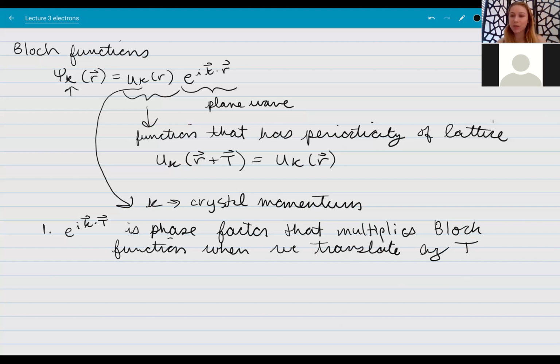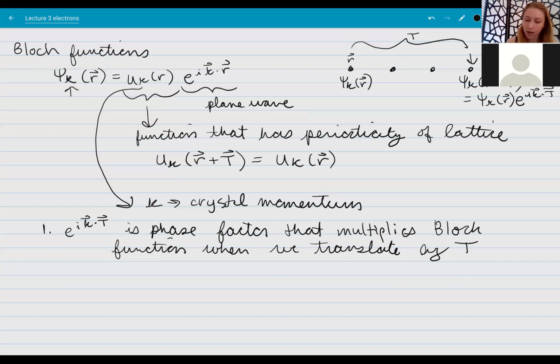This is a statement that might be a little bit obvious from the expression for the Bloch function, but let's say you have a one-dimensional lattice. I'll draw a portion of it here, and you know what the wave function is at this point right here, which I'll call r. Then you want to know what the wave function is over here at this other point. This is going to be psi sub k of r plus t, where I'll call this translation by 1, 2, 3 lattice points t. And this is equal to psi k of r times e to the i k dot t. So that is one attribute.